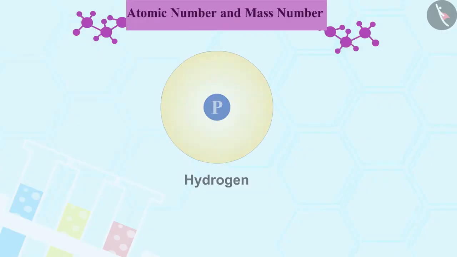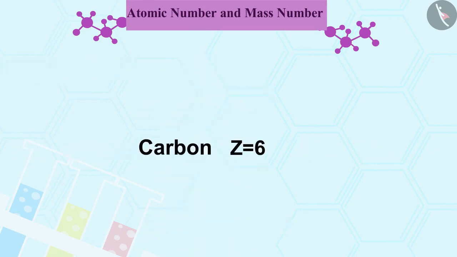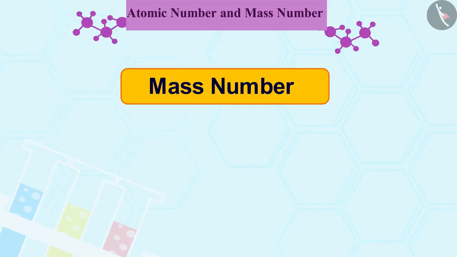For example, Z equal to 1 for hydrogen, because the nucleus of a hydrogen atom has only one proton. Similarly, Z equal to 6 for carbon. Let us go ahead and see what is a mass number.